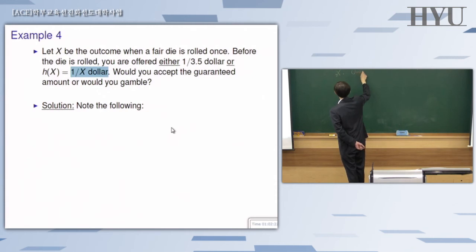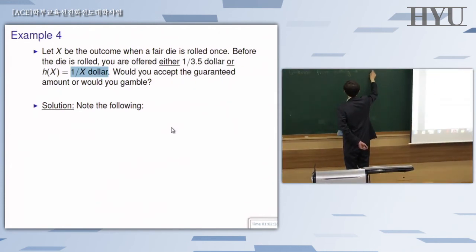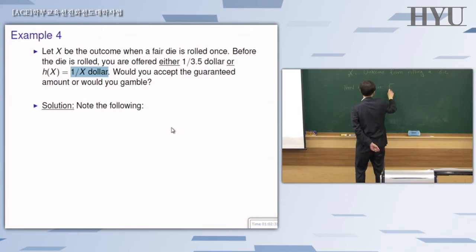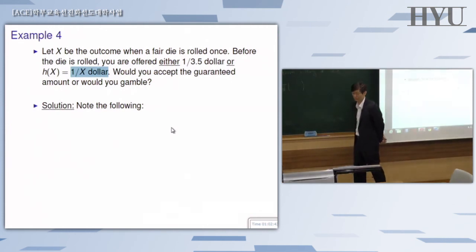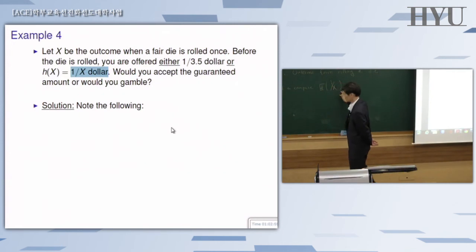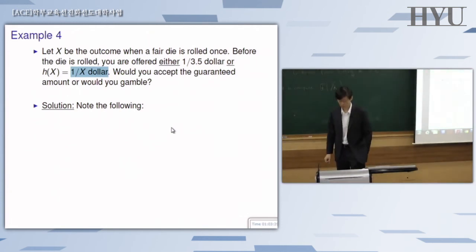So X is the outcome from rolling a die. I need to compute the expectation of what? Expectation of 1/X. That's what I need to do. So what you bring home, if you actually take the option of playing the gamble, is this guy. You have to take the expectation because there's a whole lot of uncertainty. And then if this expected value turns out to be bigger than 1/3.5, you go gamble. Otherwise, you just take the fixed amount of money home.